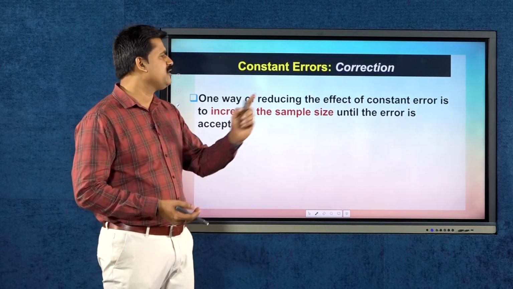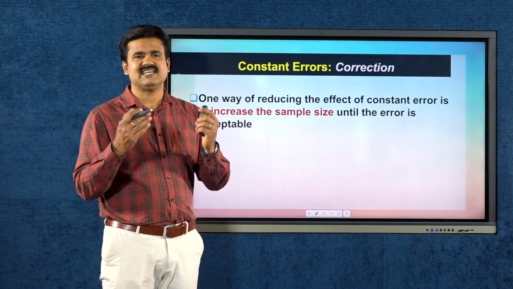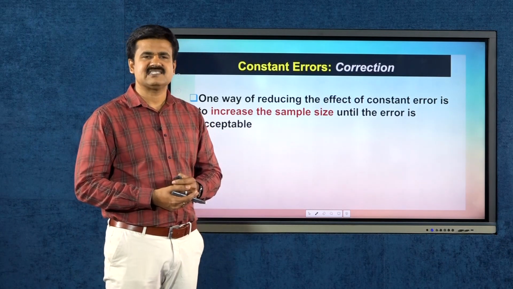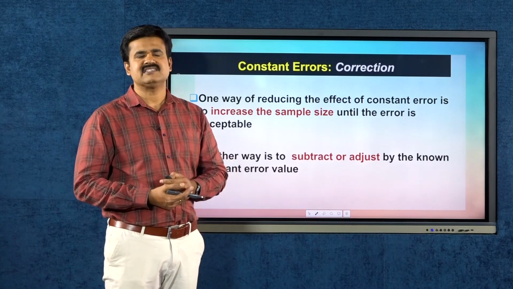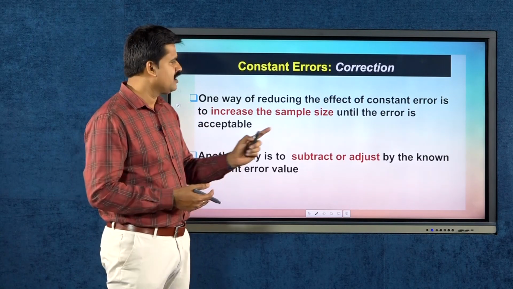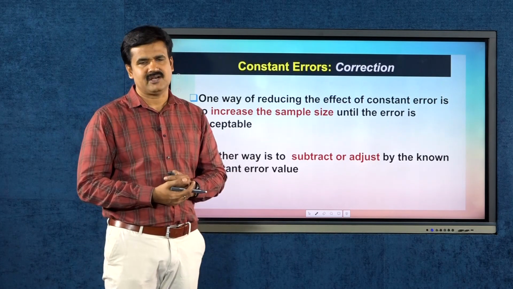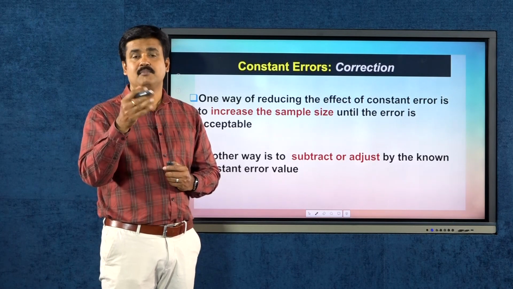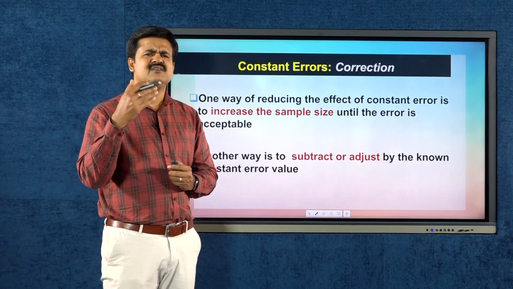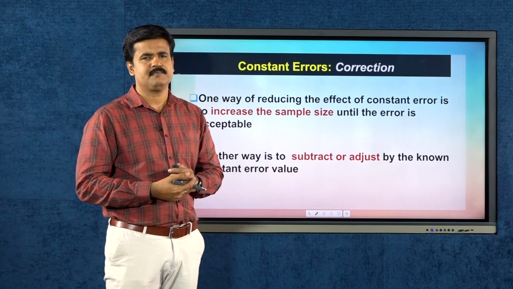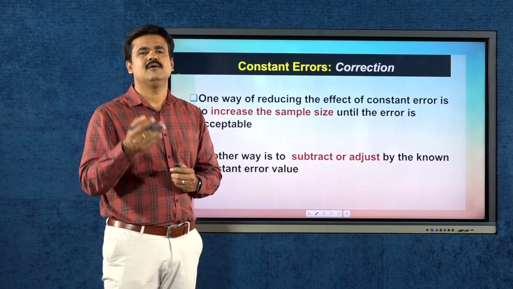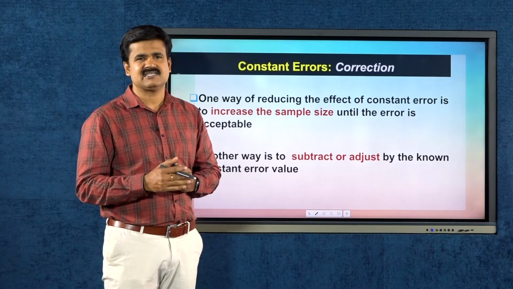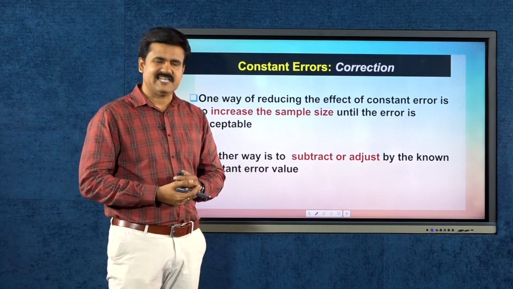Now, correction of constant errors. One way of reducing the effect of constant error is to increase the sample size until the error is acceptable. Another way is to subtract or adjust by the constant error value. We know in the previous situation, the error of the weighing balance is 0.5 gram high. So, whenever you are taking a reading the next time, you have to deduct 0.5 from the observed value. So, this is a way to correct the constant error.